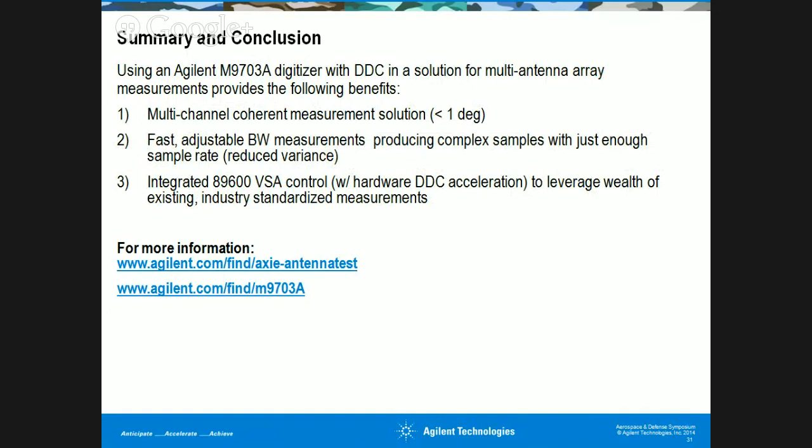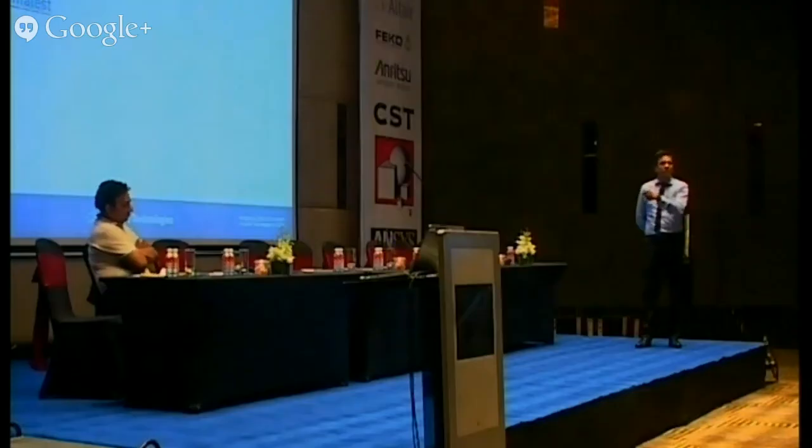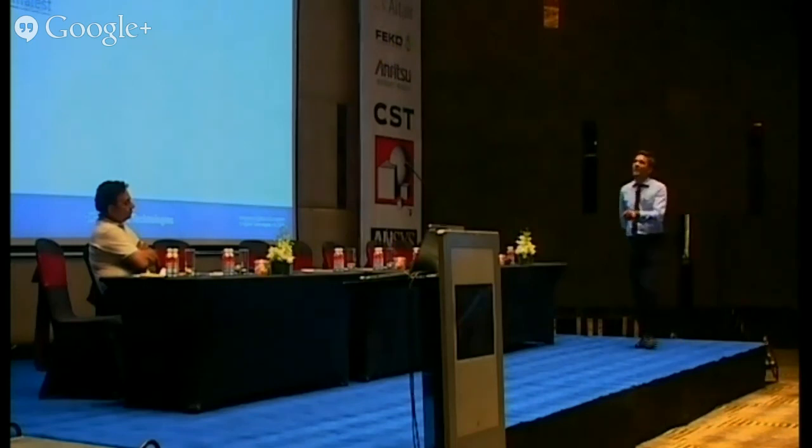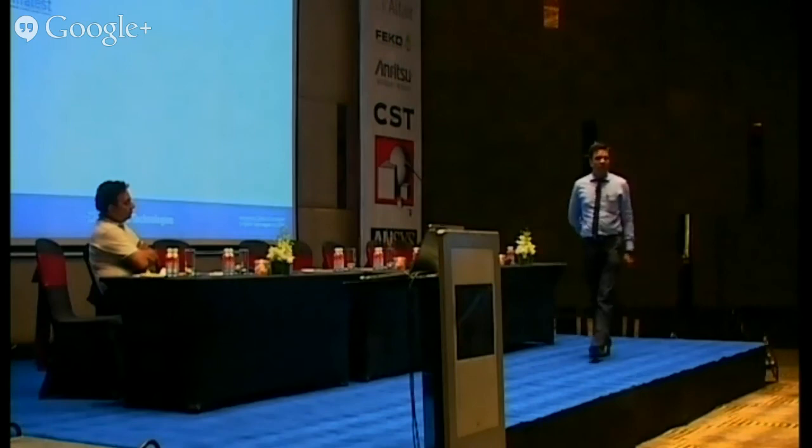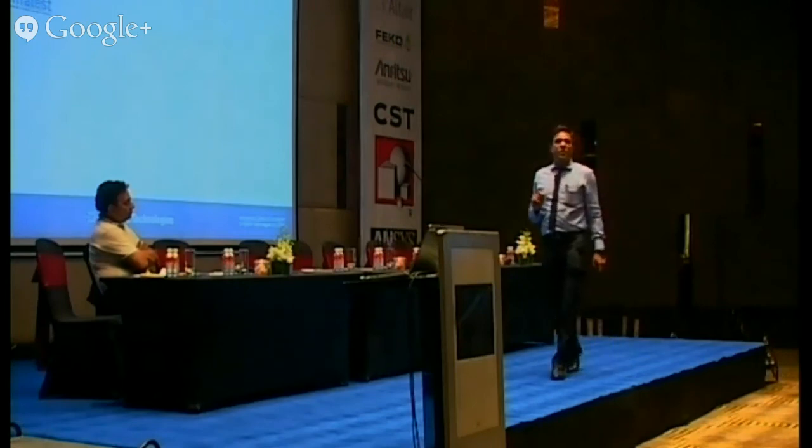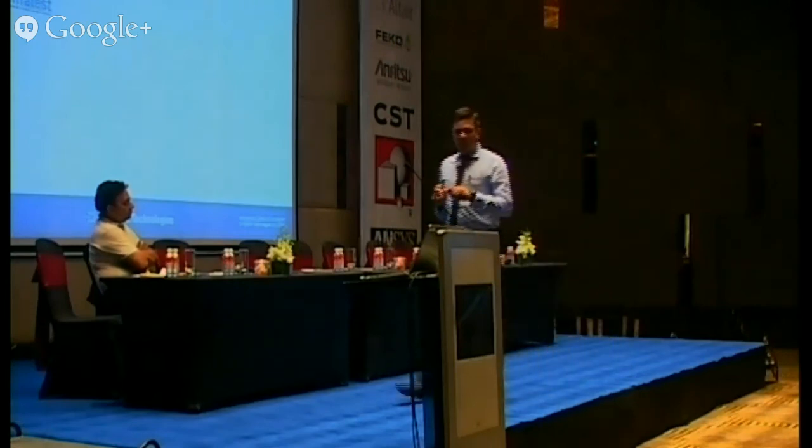measurements, which provides you the benefits of multi-channel measurement solutions with less than 1 degree of accuracy between the channels, fast and adjustable bandwidths, measurements producing complex samples with just enough sampling rate so that you can optimize upon your memory, integrating the industry standard VSS software with the digital down conversion acceleration to leverage a wealth of existing industry standard measurement. Now, this is what I wanted to share with you on the measurement platform.